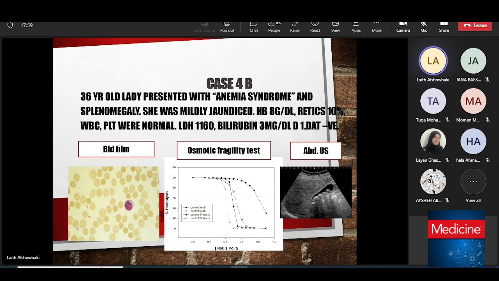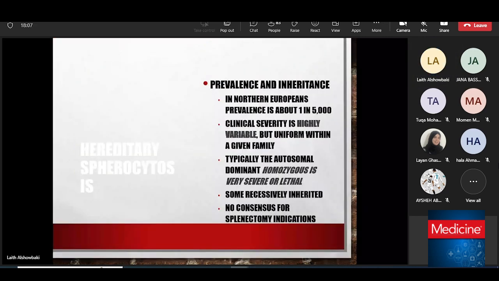And if you look at the ultrasound, you don't need to be an expert in ultrasound, but this ultrasound is showing you a splenomegaly. This is what they want to tell you. So hereditary spherocytosis, it is there. It appears more in Northern Europeans, as opposed to G6PD, which was rarely seen in that particular population. So prevalence is likely 1 in 5,000.